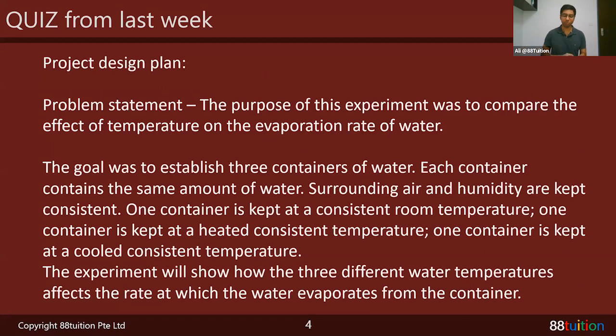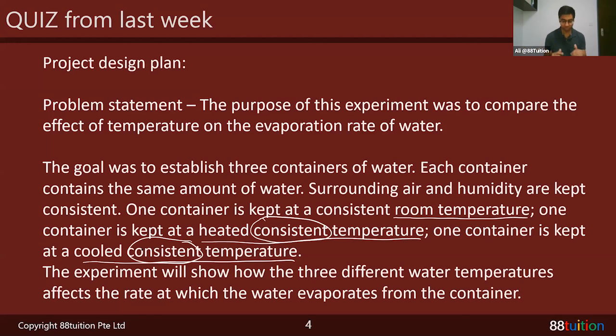Problem statement. The purpose of this experiment was to compare the effect of temperature on the evaporation rate of water. The goal was to establish 3 containers of water. Each container contains the same amount of water. Surrounding air and humidity are kept consistent. One container is kept at a consistent room temperature. One container is kept at a heated consistent temperature. And one container is kept at a cool consistent temperature. Remember the cool consistent. Okay, so the temperature must be kept consistent.